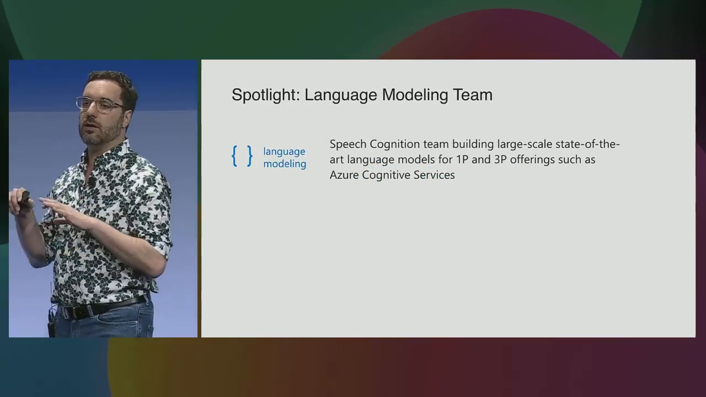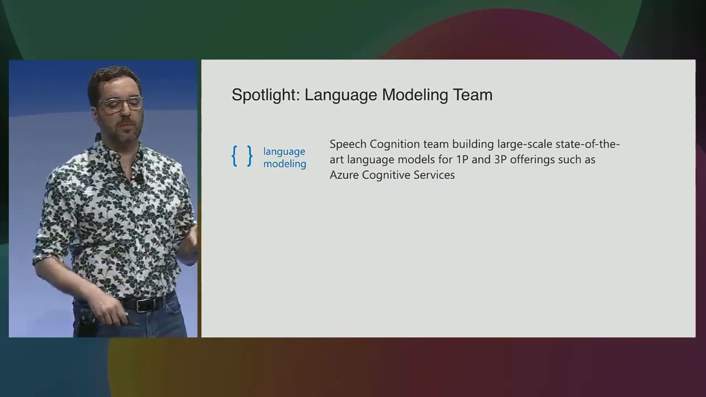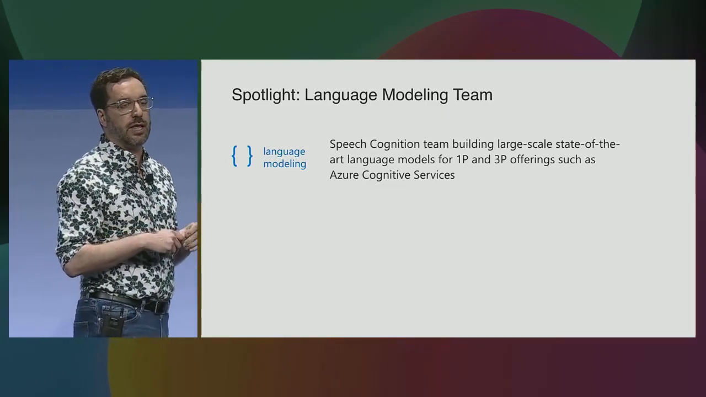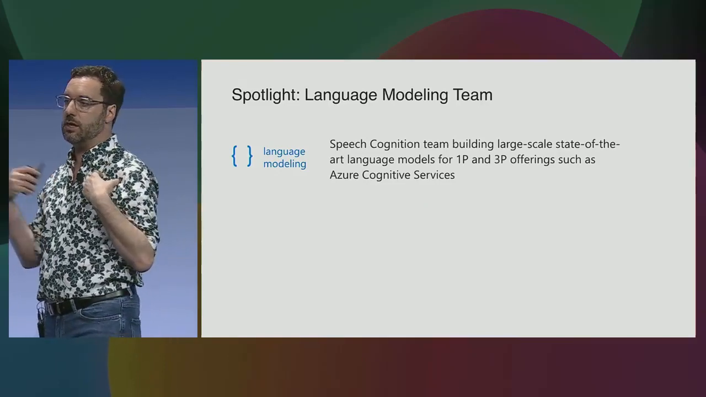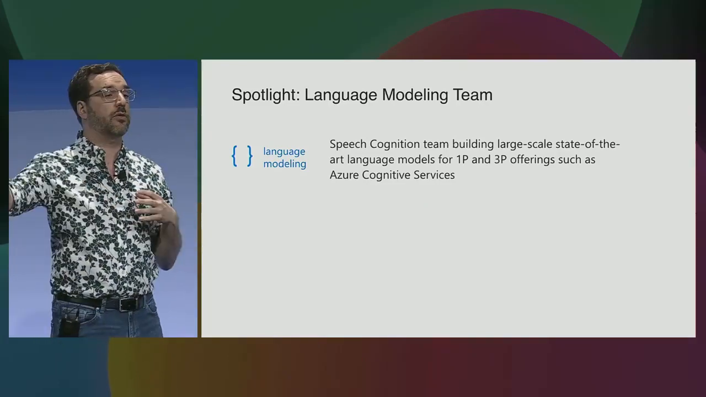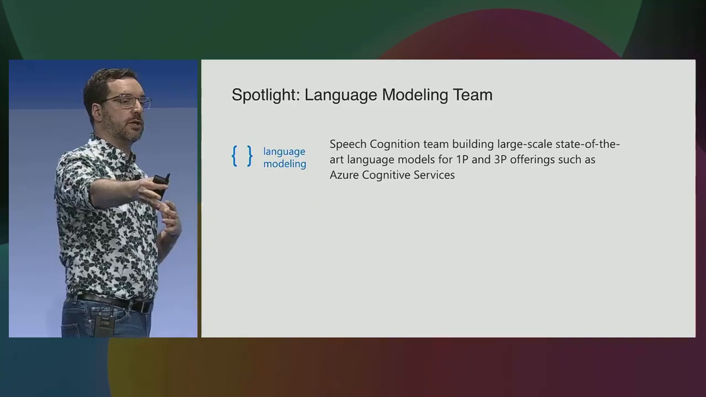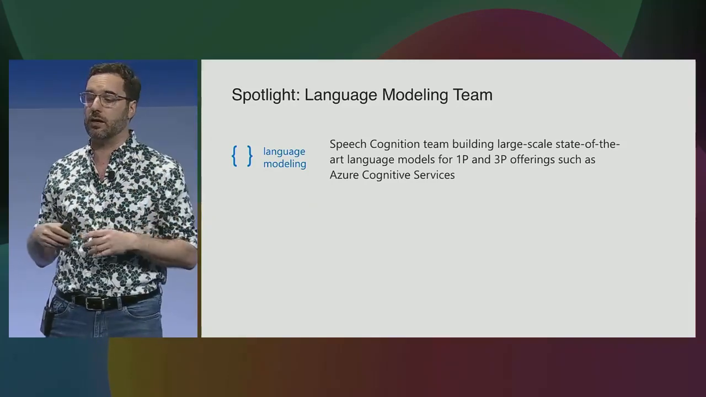And I want to dive into one item in particular, specifically our language modeling. This is state-of-the-art language models for both 1P and 3P. That's first party. Those are the things we use internally to process all of our data. But then also third party, meaning offering it up to the world through things like our Cognitive Toolkit.